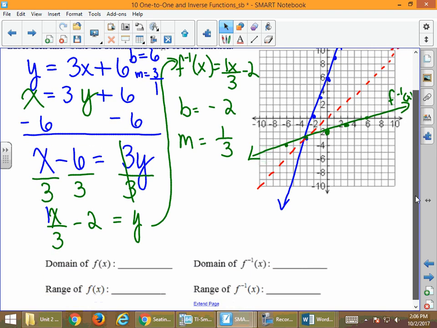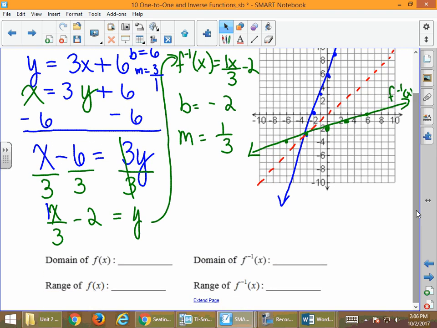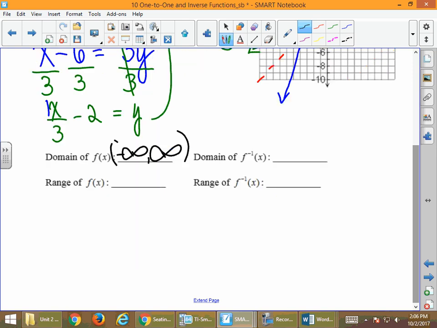So finally, and maybe the hardest part, is what's the domain of our blue line? And for whatever reason, that might be the hardest. But it is -infinity to infinity. And as we pointed out a couple minutes ago, the domain of the function is the same as the range of the inverse.